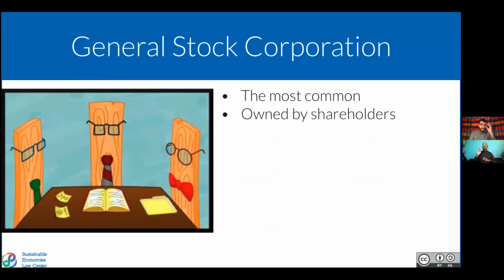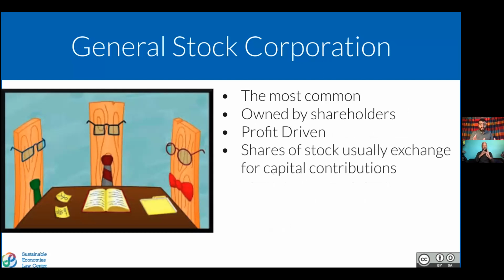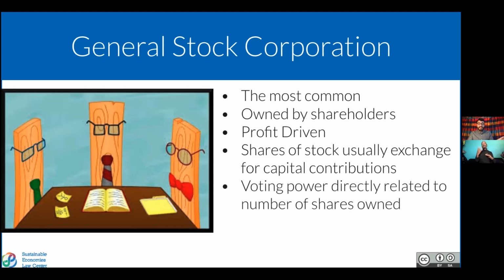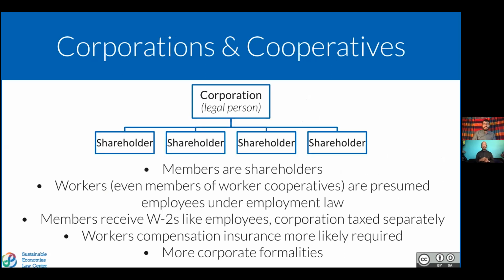Because it's a corporation, a general stock corporation, it's owned by shareholders. The purpose of a corporation, the legal purpose of almost every corporation, is profit-driven, to maximize shareholder benefit. Shares of stock are usually exchanged for capital contributions, and voting power is directly related to the number of shares that somebody buys. And there's double taxation. So when you're bringing in money to your business, there's a tax at the entity level of the corporation and the individual level when you receive, let's say, a profit dividend from your business.